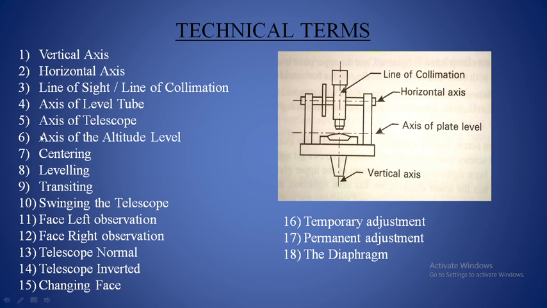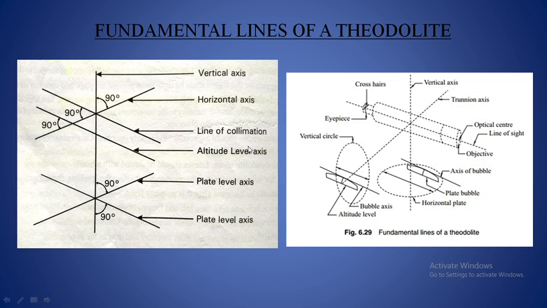So the next one is axis of telescope. Here you can see an axis which is passing through the center of the objective and the eyepiece. It is known as line of collimation, and this can also be called the axis of telescope. So when the telescope is moved, the axis will be moved along with it.